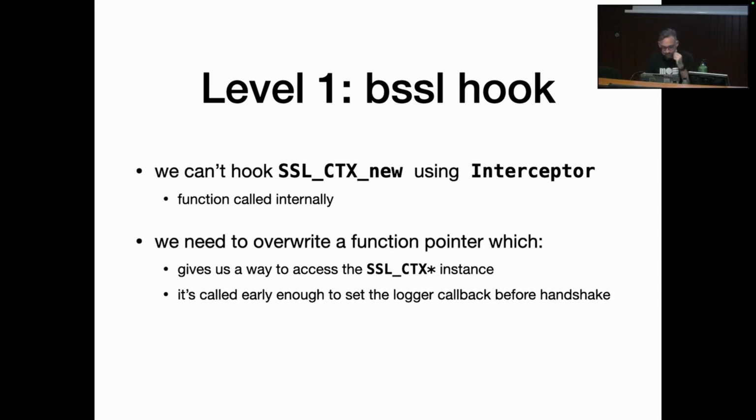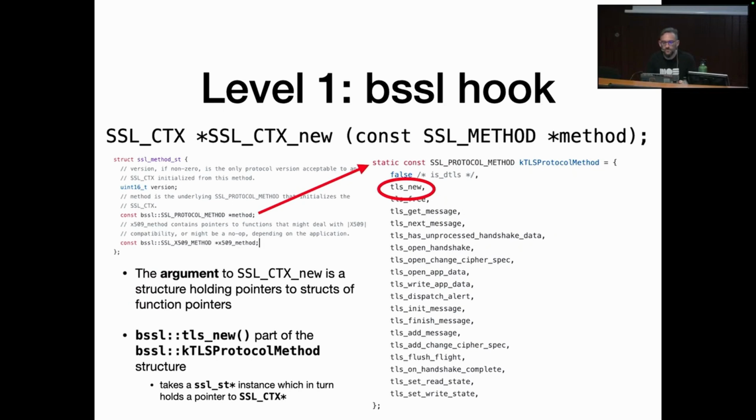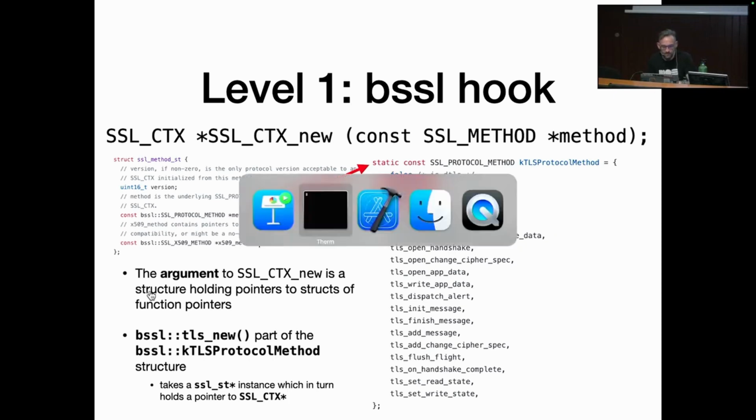And so, well, we don't have to look far, right? Because BoringSSL is open source, if we look at the argument of SSL_CTX_new, we see that it's a structure which holds a pointer to another structure which holds a bunch of function pointers that are very promising, especially the first one, which looks like one that should be called very early. But we can see the same in R2. So let's look at this in R2.